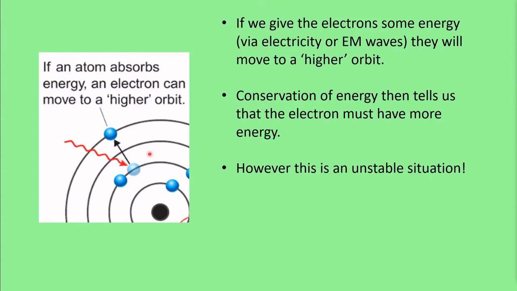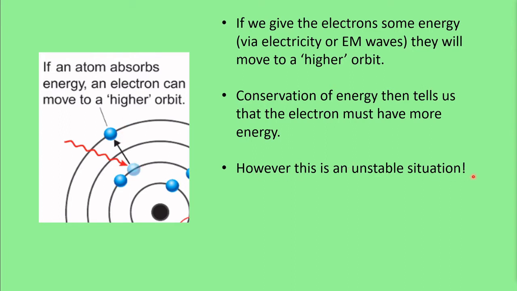Now, when we give these electrons some energy, either via electricity or via electromagnetic waves that you learnt about in CP4, they will move up to a higher orbit. So here we have an electron here. The EM wave has come in, it's been absorbed by this electron, and it's moved the electron up to a higher orbit. Now, from CP3, we looked at conservation of energy. This tells us that if this energy from the EM wave has disappeared and gone into the electron, that electron must now have higher energy itself.